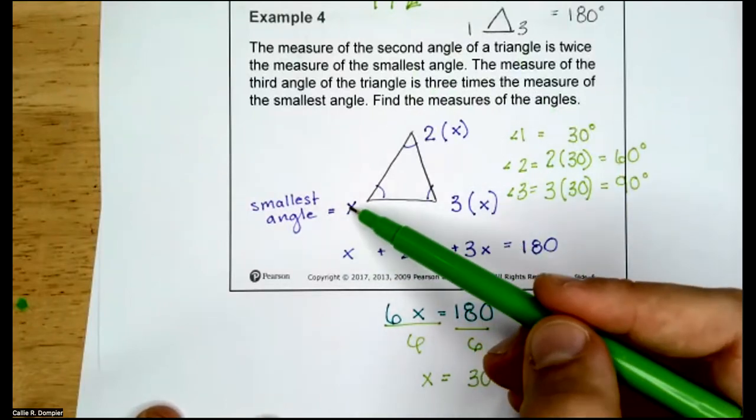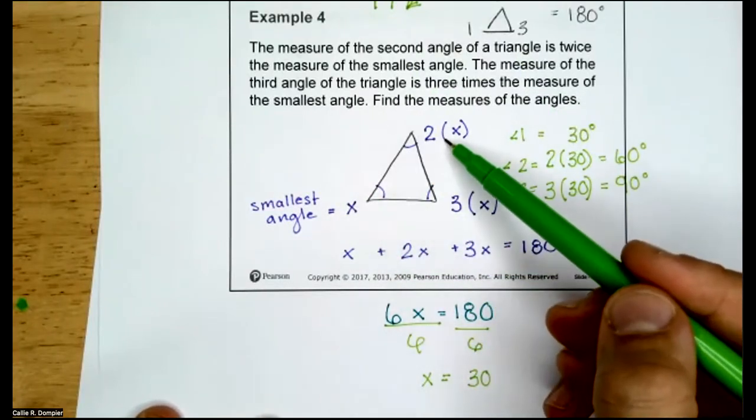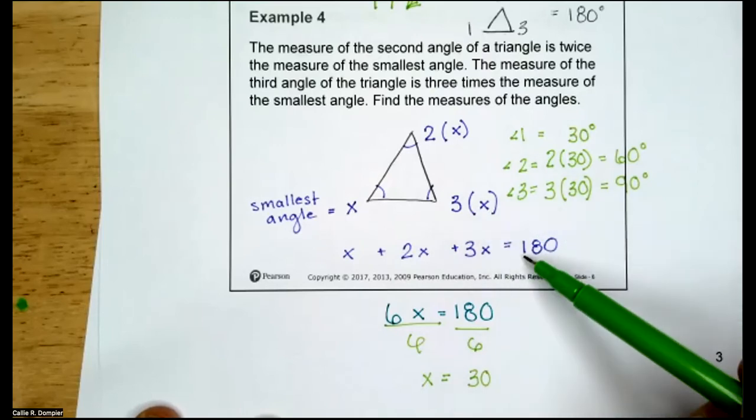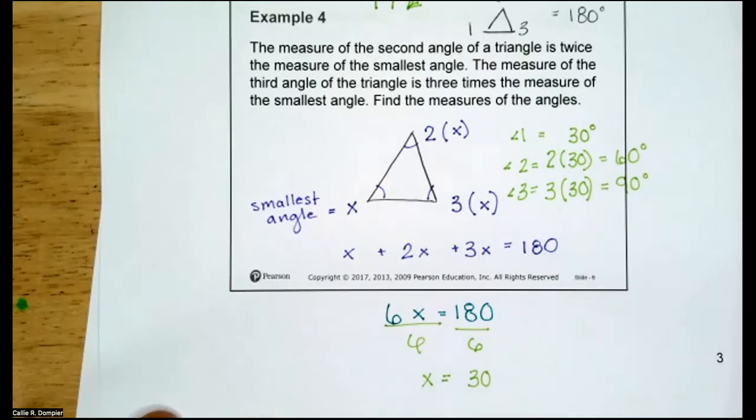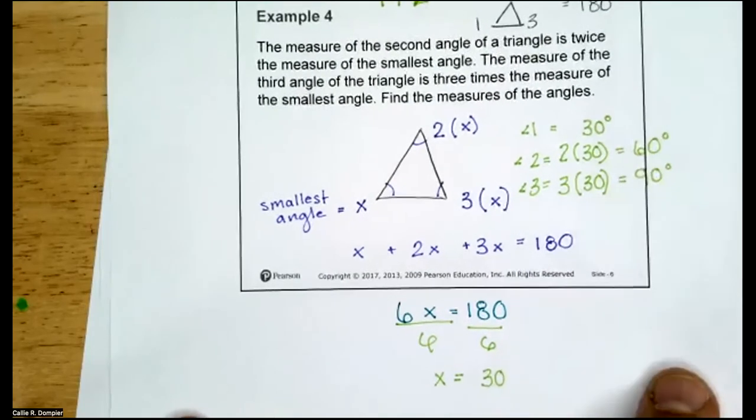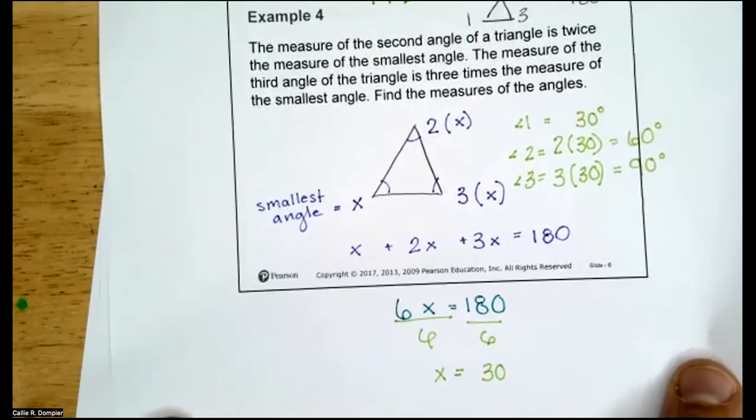So we said our smallest one is x. The next one is 2 times x. The next one is 3 times x. And we know it's equal to 180. So we're doing that exact same thing over here. X plus 2x plus 3x is 180, okay?